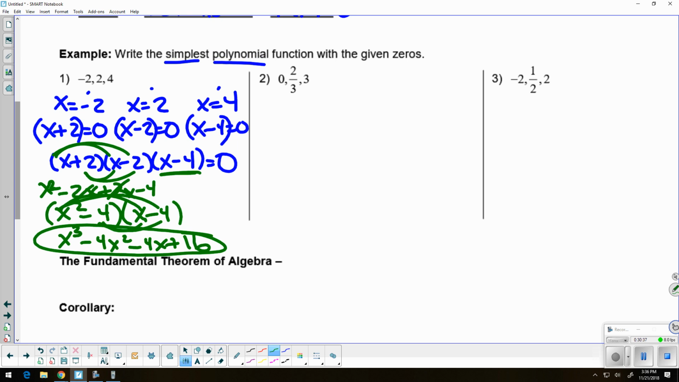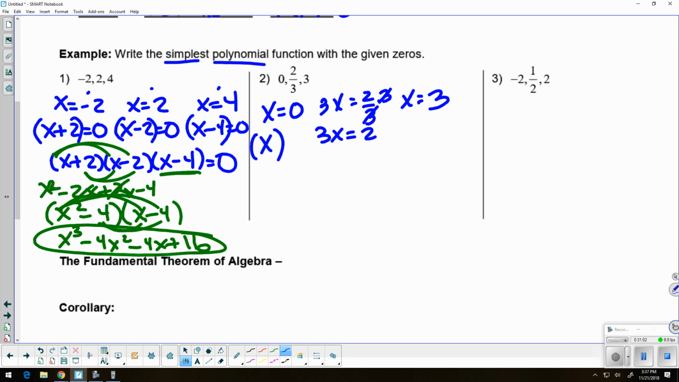Same thing for number 2 right next to it. Again, you have these roots. You know that x equals 0, x equals 2/3, and x equals 3. So x equals 0, so x by itself is going to be one of the factors. With the fraction, you have to break this up into two steps. First, multiply by the denominator to cancel the 3, so you'd have 3x equals 2. Then subtract the 2, so it's 3x minus 2 equals 0. There's my other factor. The last one, set this equal to 0. Just subtract the 3, so it's x minus 3.